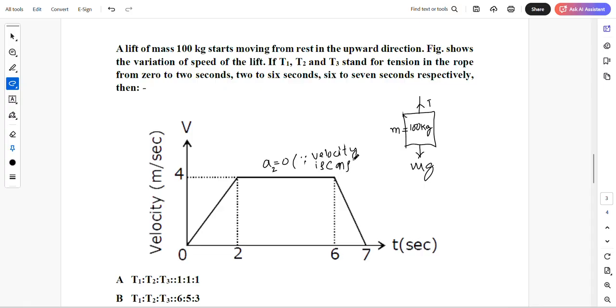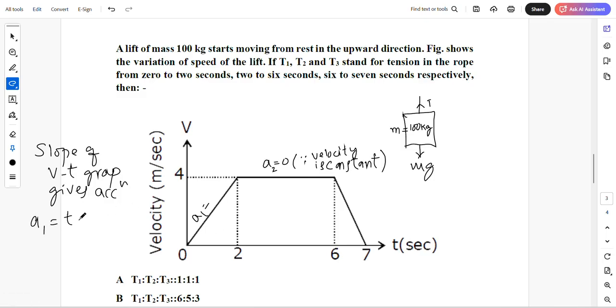Because velocity is constant. Here, how much is a1? How to calculate a1? See, what is the slope of the velocity time graph? The slope of the velocity time graph gives acceleration. That is, a1 is equal to tan theta 1.